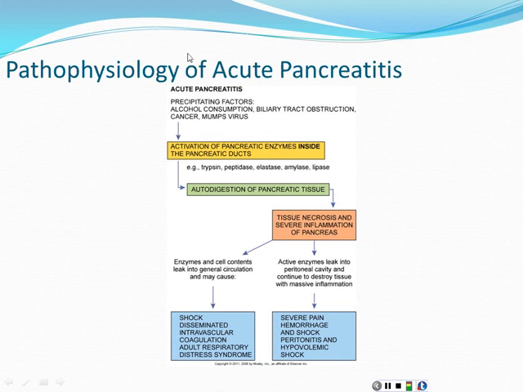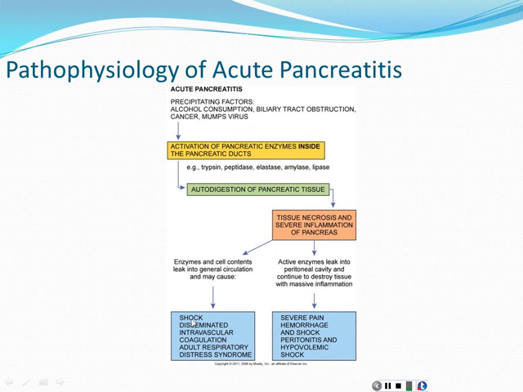So there are lots of things that can lead to pancreatitis. The common board type question is alcohol consumption, particularly in the chronic alcoholic. Alcohol consumption can trigger pancreatitis. Those enzymes activate inside the pancreas. The pancreas digests itself. We get a lot of necrosis and inflammation.